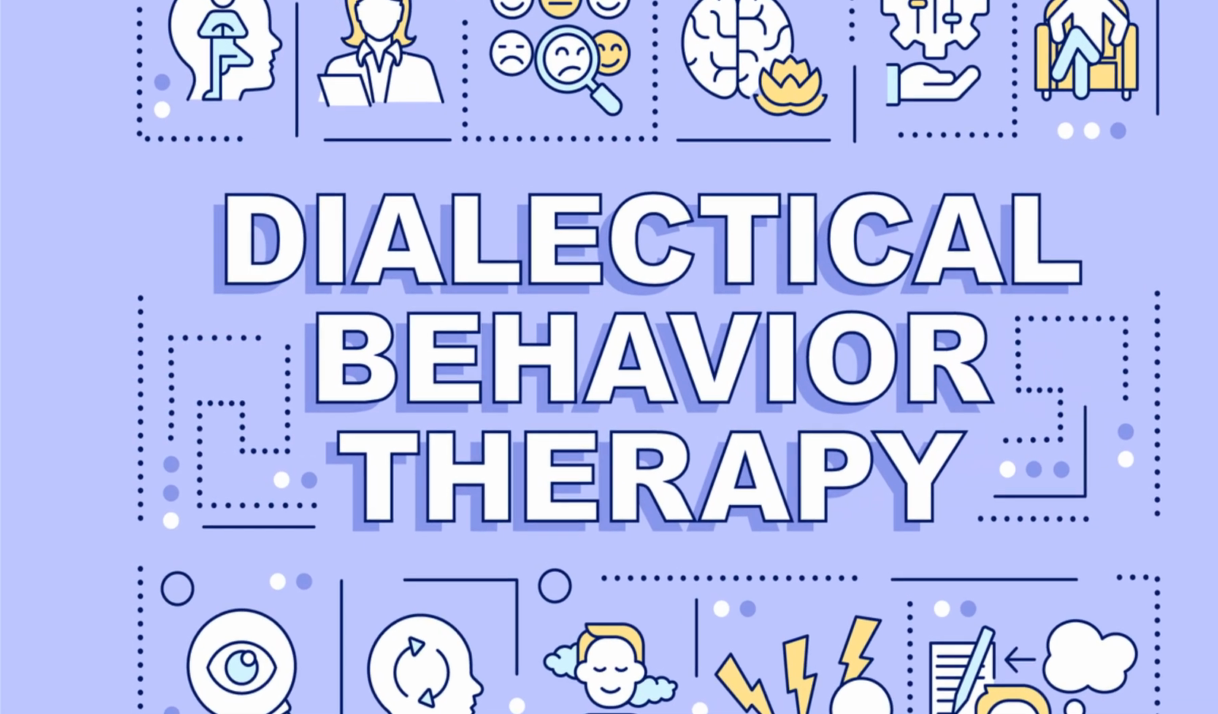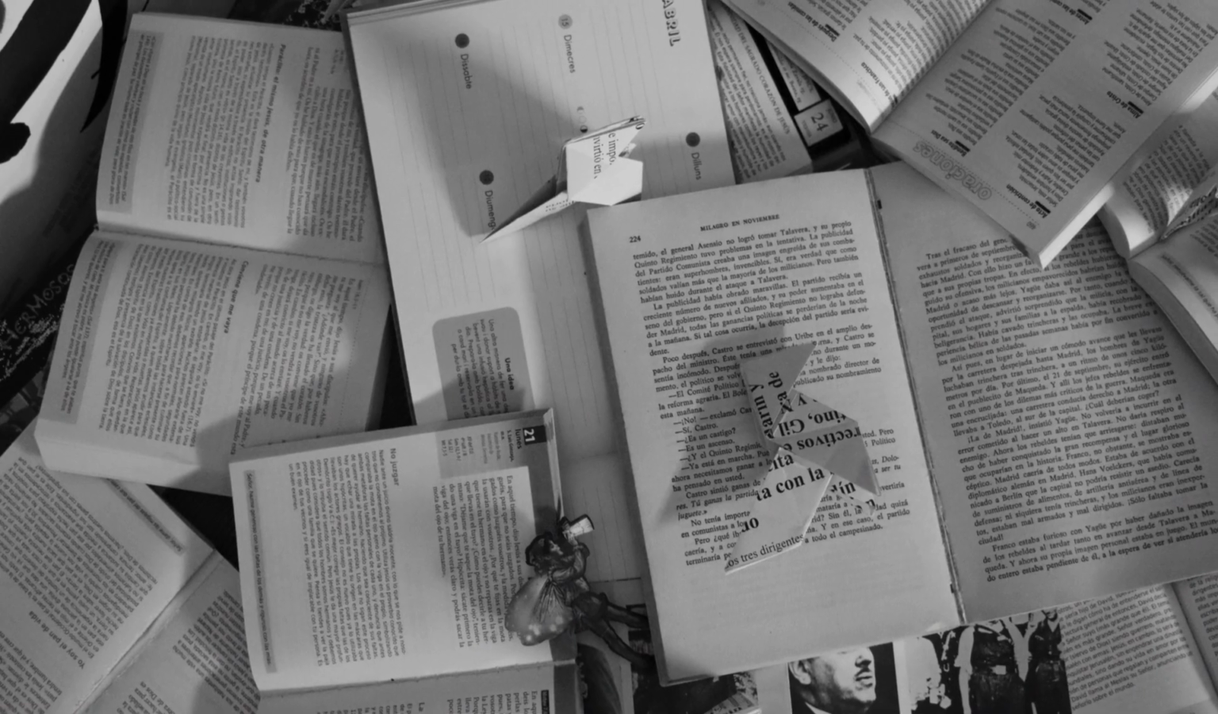Rational emotive behavior therapy, REBT. Another useful therapy is rational emotive behavior therapy, REBT. REBT helps individuals challenge irrational beliefs, such as the idea that everything is their fault or that nothing will ever improve. This therapy encourages people to replace these unhelpful beliefs with more realistic, balanced ones.